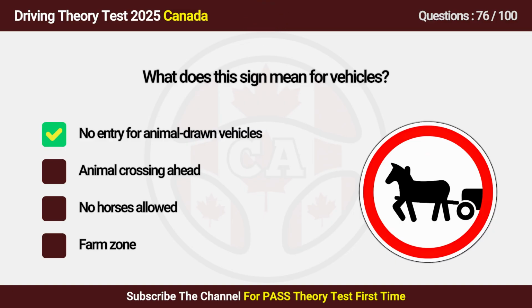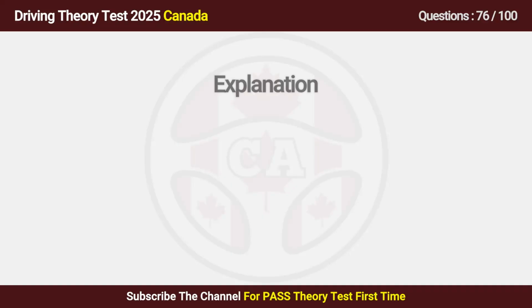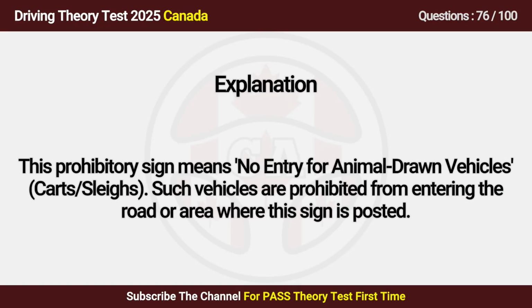Answer is A. No entry for vehicles. This prohibitory sign means no entry for vehicles. Such vehicles are prohibited from entering the road or area where this sign is posted.